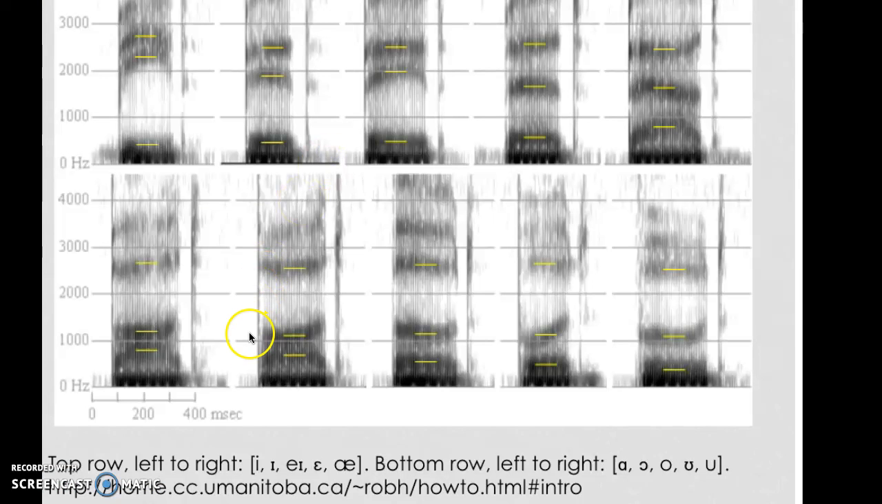there. Now you can see the bottom row, and we have the vowels ah, aw, o, oo. And that's interesting because if you look at the ah, they look very similar in the spectrograms. The difference is this first formant's a little higher. And that makes sense because those vowels sound a lot alike.